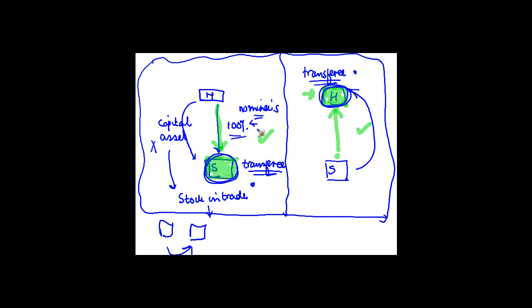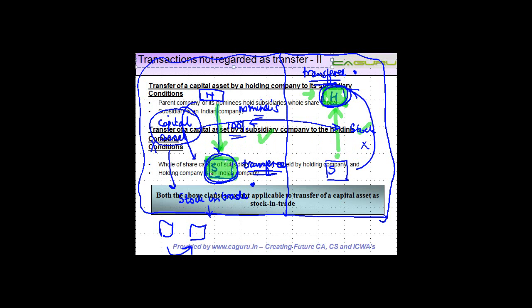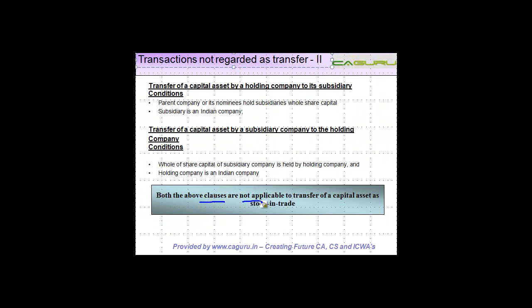So whenever there is a transfer of a capital asset, the condition of capital asset is equally applicable here also. If you are selling stock, this is not applicable. If you are selling a capital asset, then this exemption is available, right? Both the above clauses are not applicable to transfer of capital assets as stock in trade. So even if it is within the definition of a capital asset, but it is stock in trade, then this exemption is not applicable.